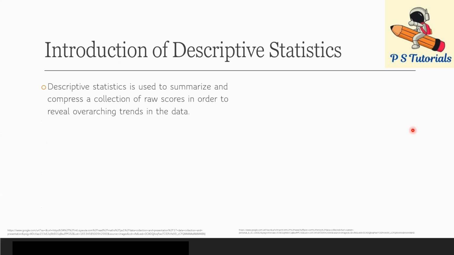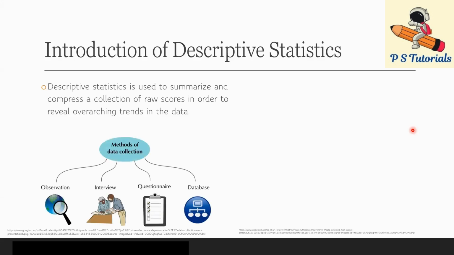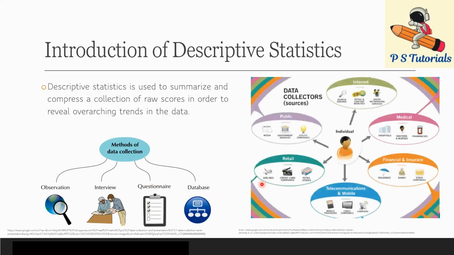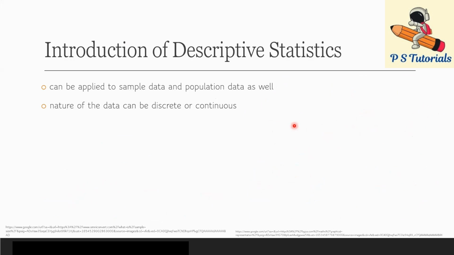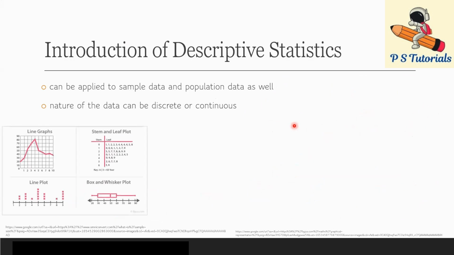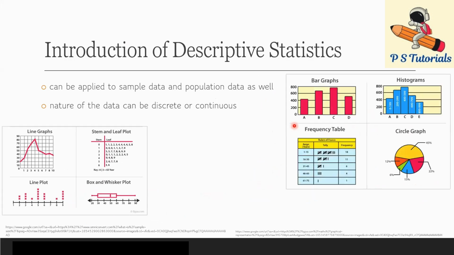The data can be collected from various sources, such as by conducting observations, or by conducting interviews, or by sending out questionnaires, or from databases. So databases could be from various sectors, such as the internet, the medical sector, finance and insurance, telecommunication and mobile, the retail sector, or the public sector. The data can be represented in the form of a table, a graph, or a chart.